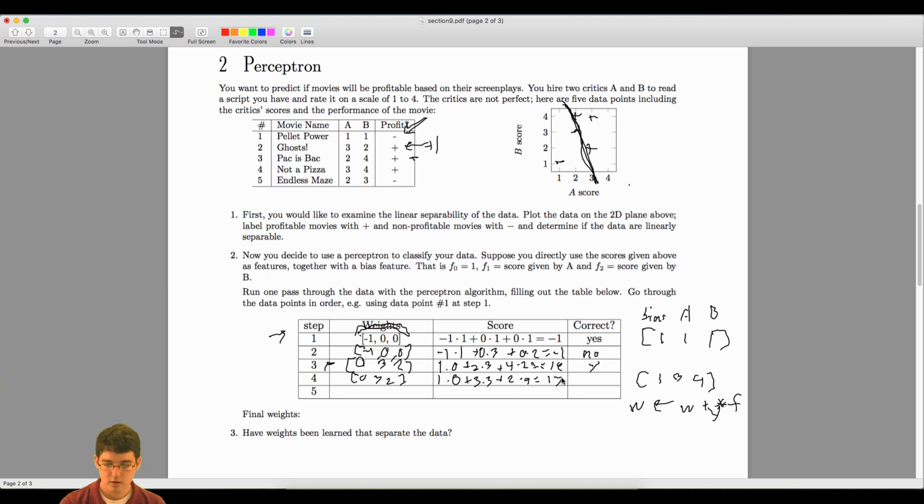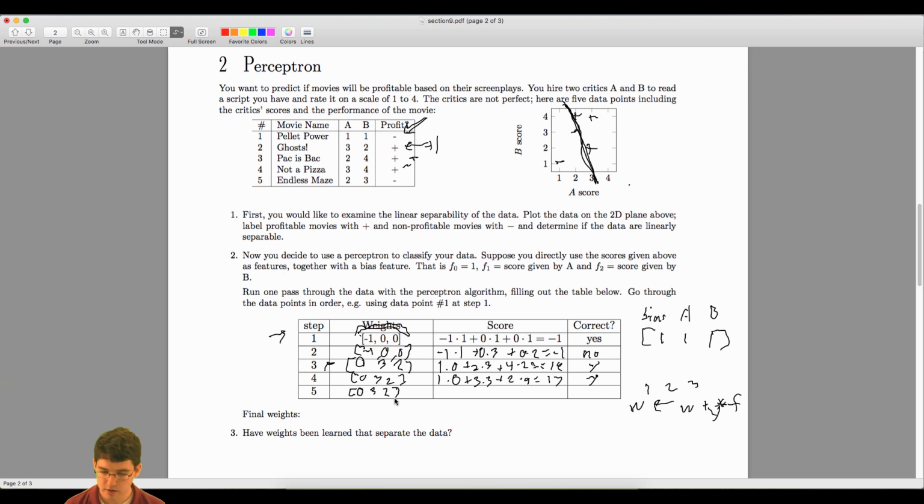The thing we care about here is that the score is positive and our label is positive, so we got it correct. So we write yes here, and we can move on to our next point without changing our weight vector. So we have 0, 3, 2 again. All right, and now we're at our last point. What are the features? Well, it's 1, 2, 3.